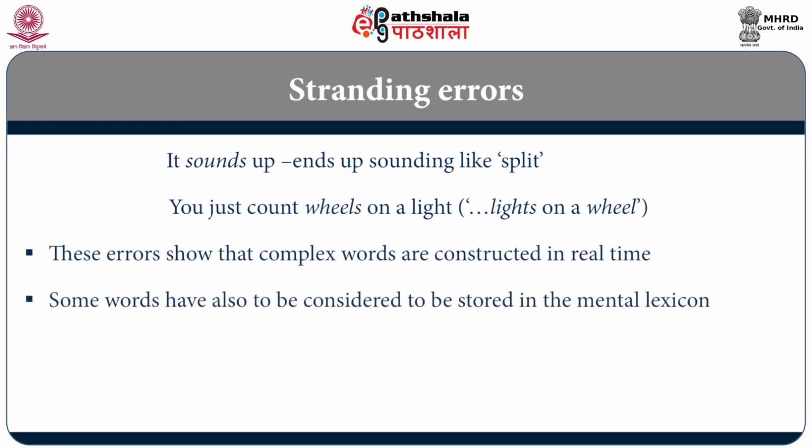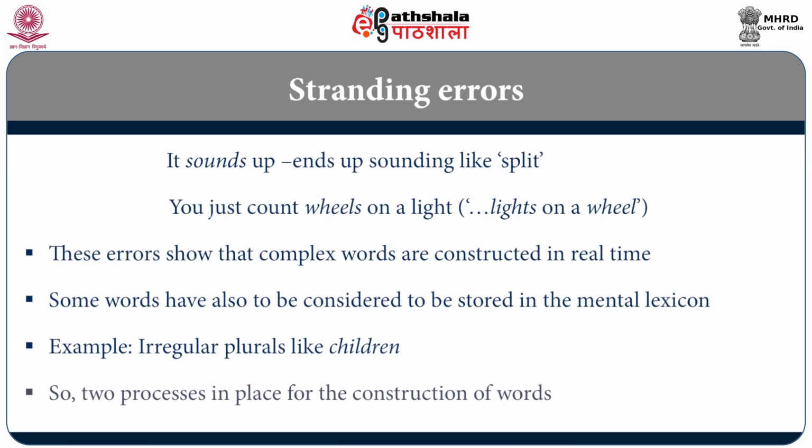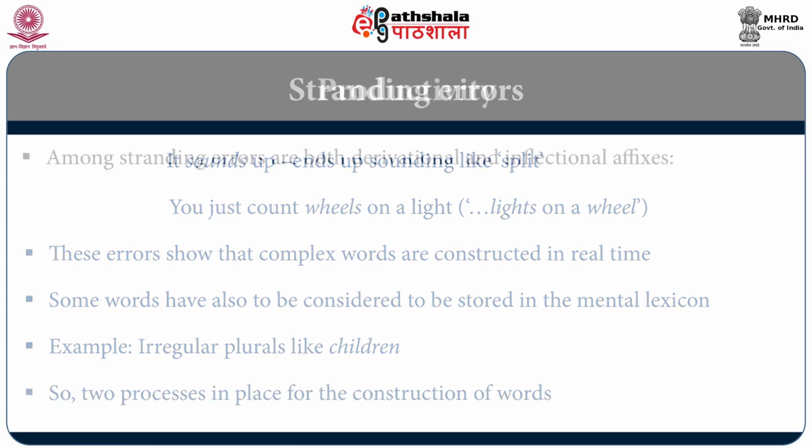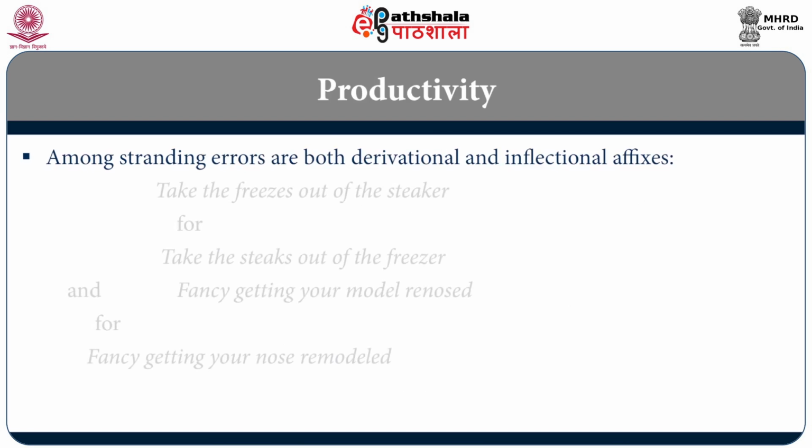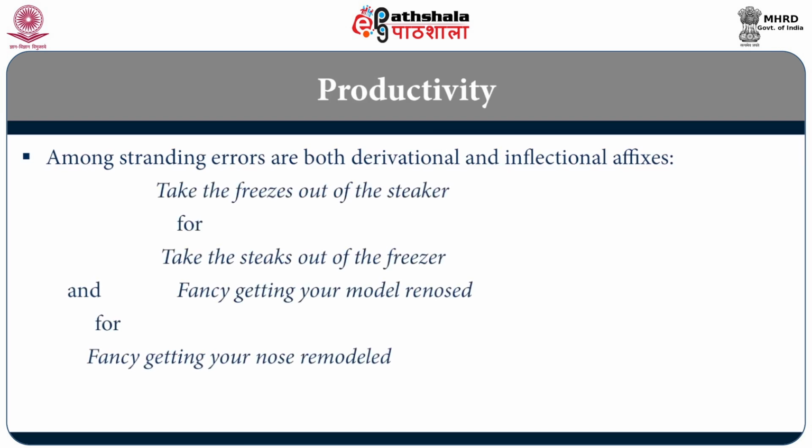But we also know that some words have to be stored as whole words in the mental lexicon. For example, irregular plurals like children must be stored in the lexicon. So we claim therefore that two processes are in place for construction of words. Among stranding errors, both derivational and inflectional affixes are involved. For example, take the freezes out of the staker. The intended utterance is "take the steaks out of the freezer."